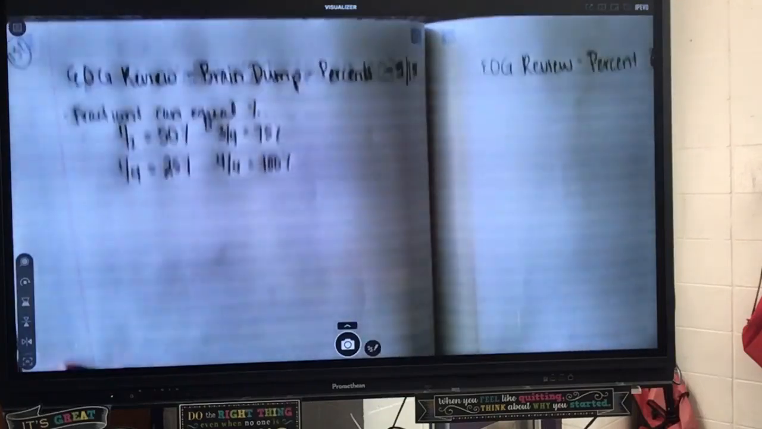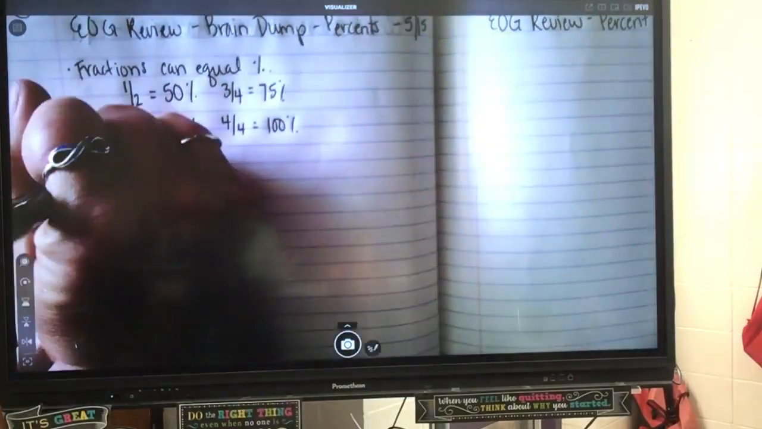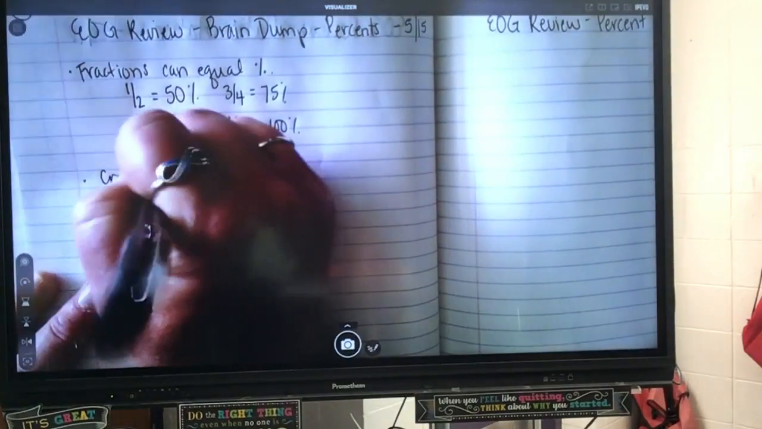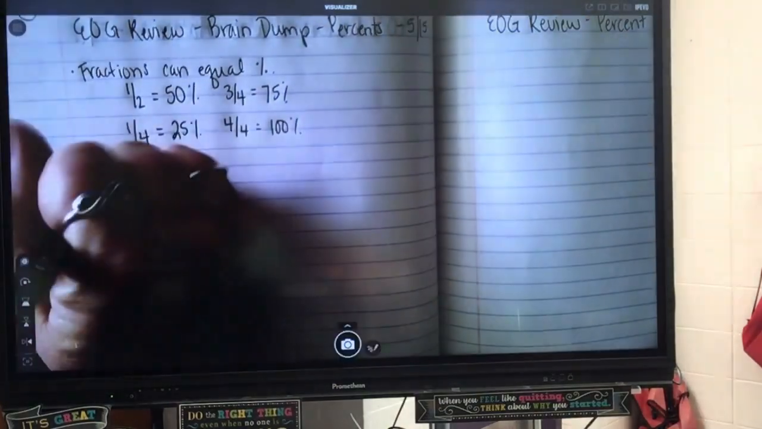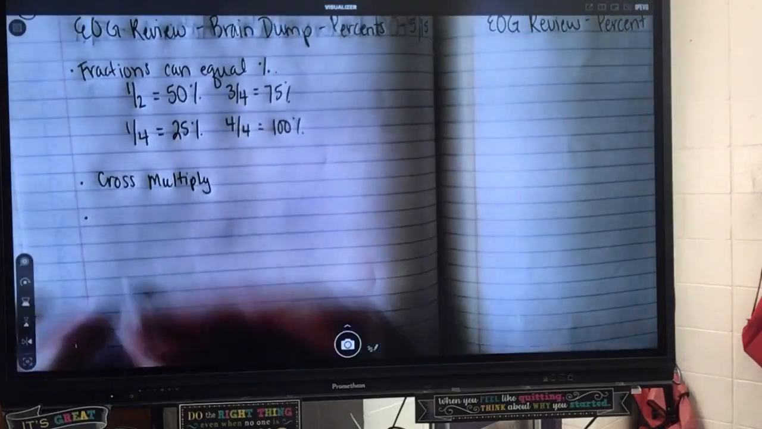Alright, what else did we write? Camden. Cross multiply. Alright, how many of you guys wrote that percent proportion formula? This one.